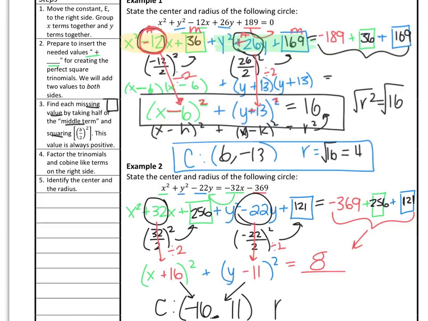And then the radius, remember that this represents r squared. So r squared equals 8. So we have to take the square root of both sides. In this case, r equals square root 8. And I don't know the value of that number because it's a decimal, so I leave it just the way that it is. Negative 16, comma 11, and r equals square root 8. Go ahead and flip to the next page. We're going to see, I think, one more example.